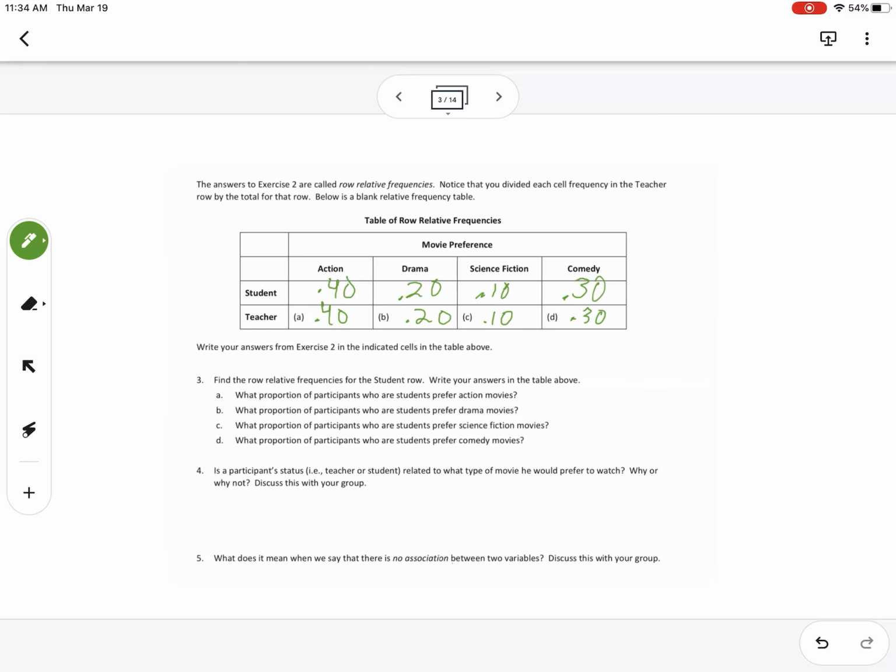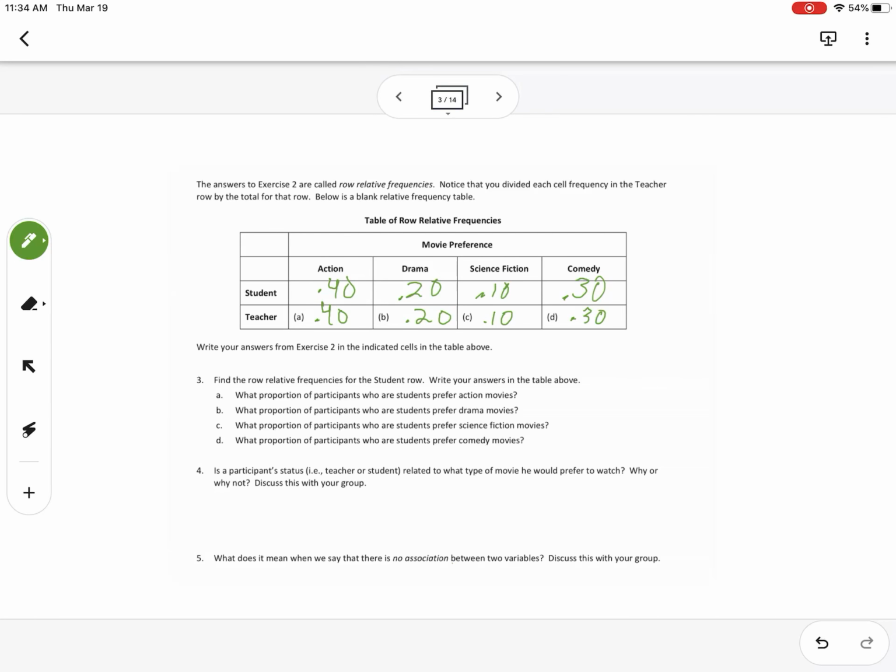Right now, what you should get from this is that no, whether they're a student or a teacher, I can't tell the difference, because all of their numbers are exactly the same if I'm looking at an individual movie. If I were to say, hey, 40% of this group prefers action, you couldn't tell me if that's a teacher or a student. Or if I were to say this has a frequency of 0.30 for comedy, which group am I talking about? Well, you couldn't tell me if that's students or teachers.